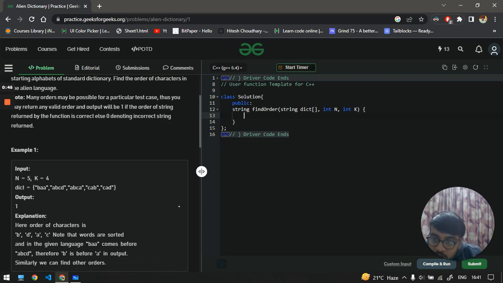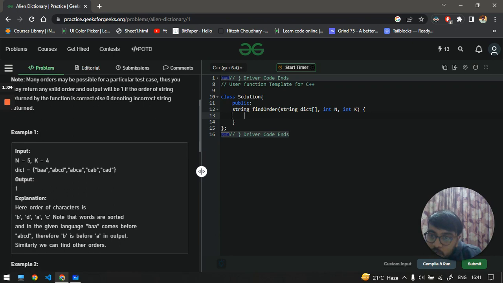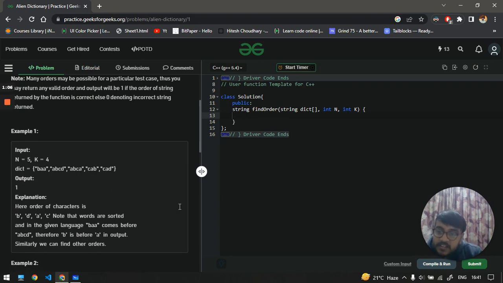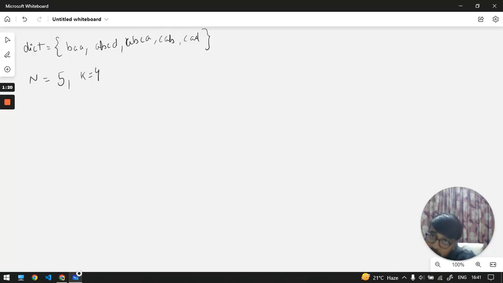So basically these words follow the alien dictionary order, not the standard dictionary order which we humans follow. And they are given four letters, the starting four letters of the human dictionary basically. So the output here is BDAC. So these four letters, BDAC, is the pattern which the aliens follow in their dictionary according to these five words. So let's come to the pad and understand what they are trying to say.